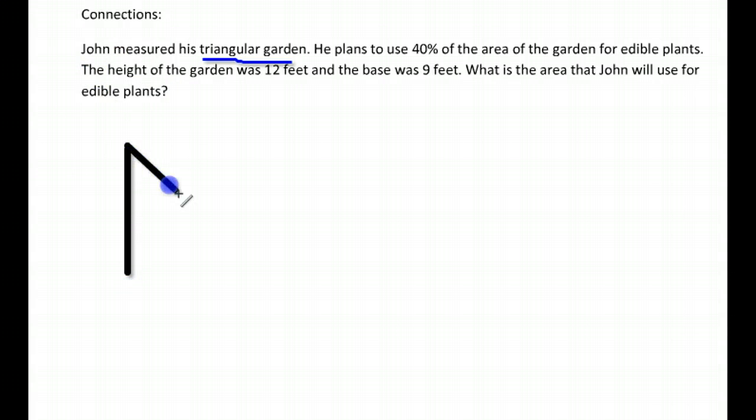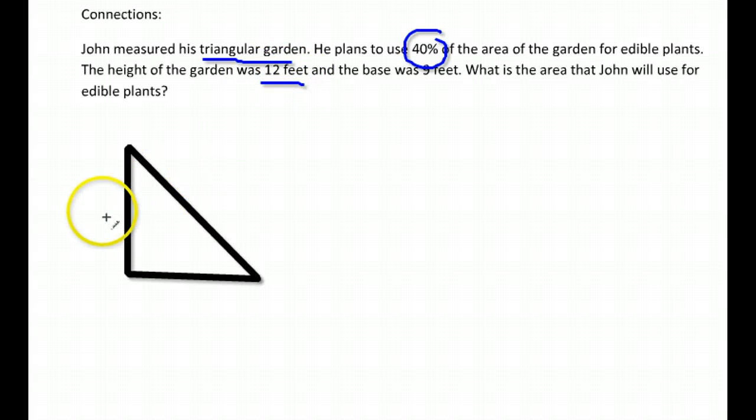Okay, so here's John's garden. I'm not sure whose gardens are triangles, but John's is. Okay, he plans to use 40% of the area for edible plants. The height of the garden is 12 feet. I'm going to go ahead and label that. So the height is 12 and the base is 9. So 9 feet down here. What's the area that John will use for edible plants?